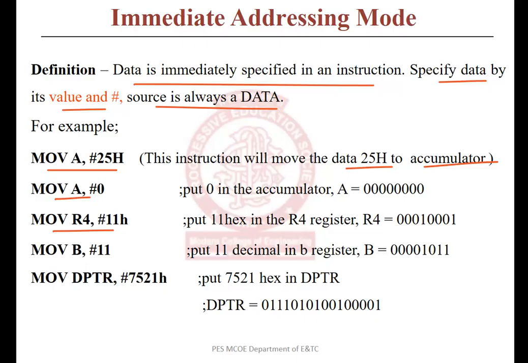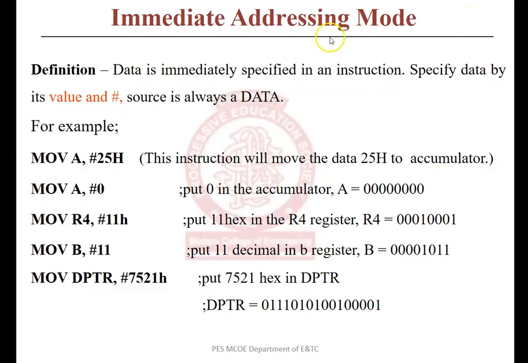Then next instruction is MOV DPTR, #7521h. For 8051, two 16-bit registers are there. One is the data pointer and second one is the program counter. So here 7521 hex is a 16-bit value. I have put the hash sign, it indicates it is data. So this data is stored into the data pointer register, which is of 16 bits. So this is about immediate addressing mode.